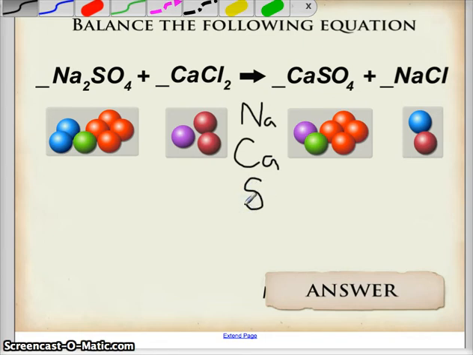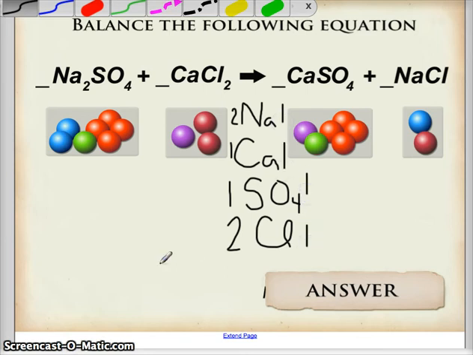Sulfur. SO4 on this side, SO4 on that side. They are both polyatomic ions, so I can keep SO4 as one unit. And then chlorines. Okay? Count them up. 2, 1. Now there's only 1 SO4 here, and 2 chlorine. Okay? 1, 1, 1, 1. Pause it, give it a try, and come back to see the answer.